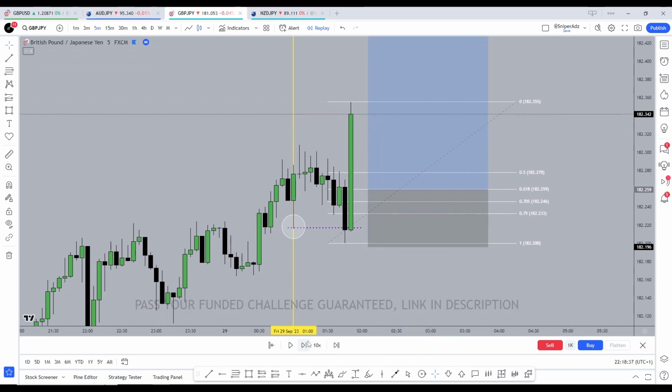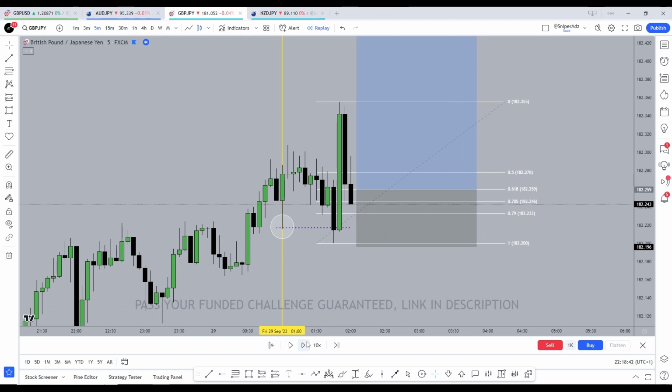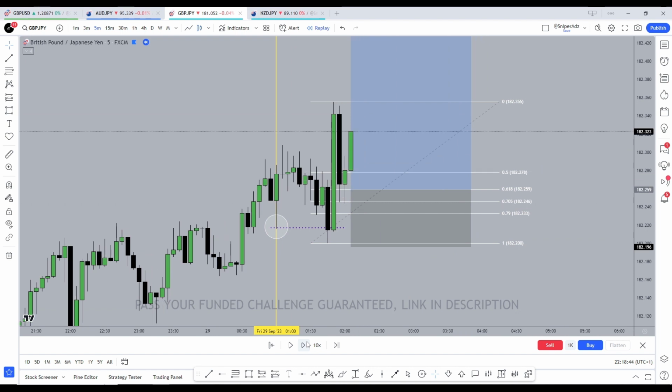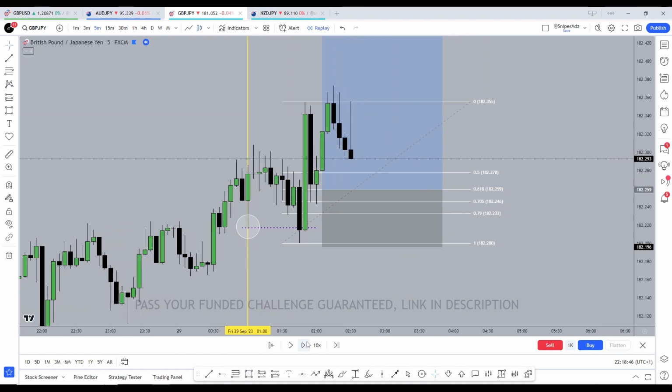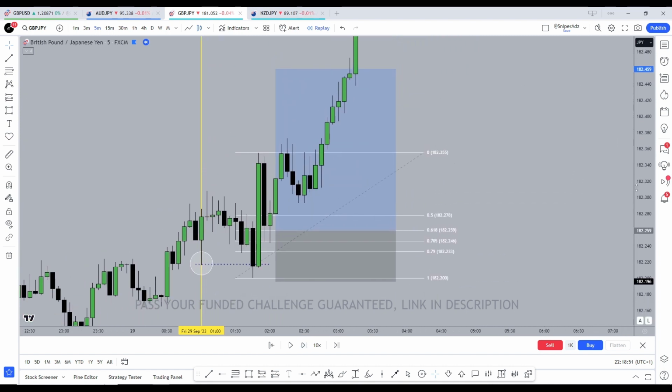And now we're going to see how this market played out. Instantly going straight back into our 61%, right into our order block, respecting it pretty nicely. And again, you can see the market pushing, giving us a nice push in our direction, and hitting our take profit very, very nicely.